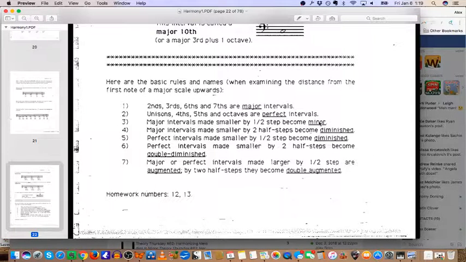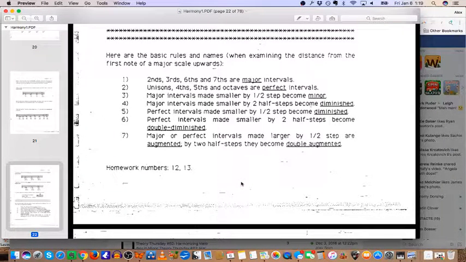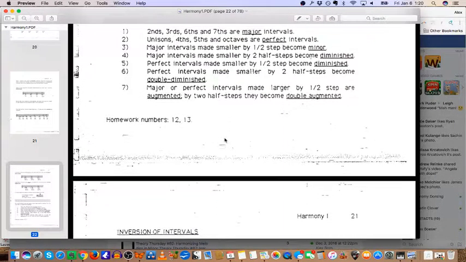Another way to say it is a minor interval made smaller by a half step becomes diminished. Perfect intervals made smaller by a half step become diminished. That's true. Perfect intervals made smaller by 2 half steps become double diminished. Major and perfect intervals made larger by a half step are augmented; by 2 half steps, they become double augmented. All right, so that is it.